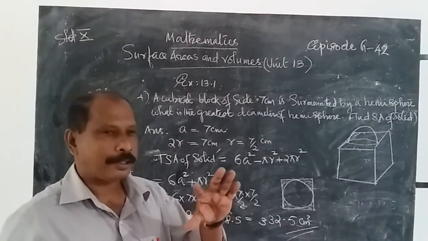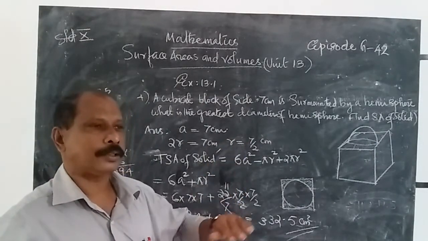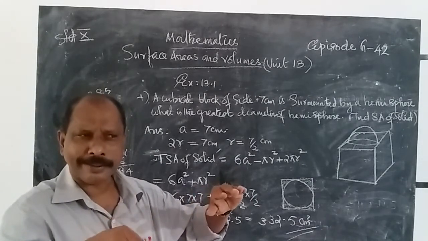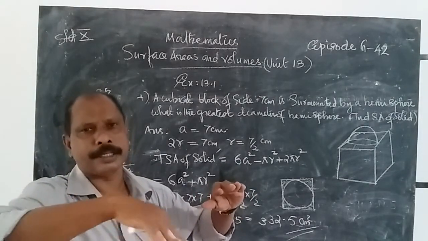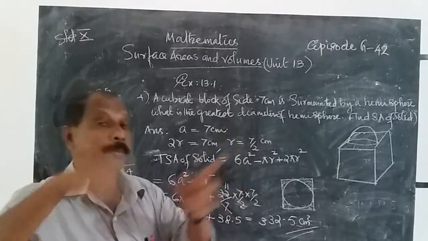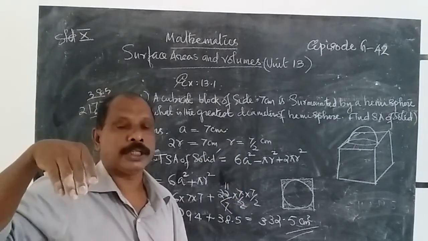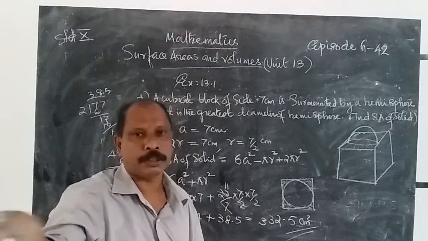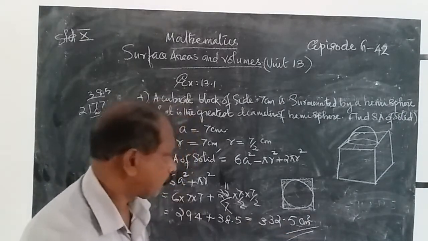Clear? That means 6 a square is the total surface area of the cube. We can eliminate the circular part area, that is the area of the circle, minus pi r square, plus the curved surface area of the hemisphere, that is 2 pi r square. Minus pi r square plus 2 pi r square is pi r square. We get the answer. Clear?